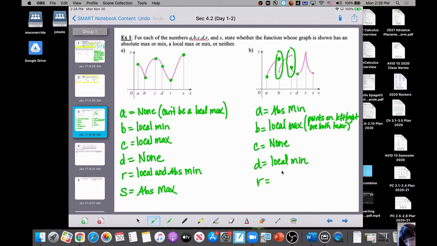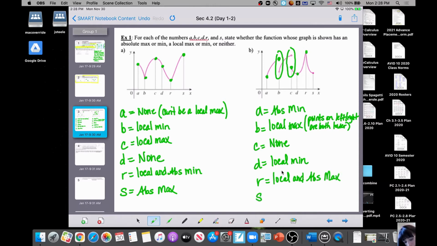Letter R is the highest point of our function in our interval. And it is testable from the left side and the right side. We can see that it is higher than points on the left and on the right. So letter R is both a local and an absolute maximum.